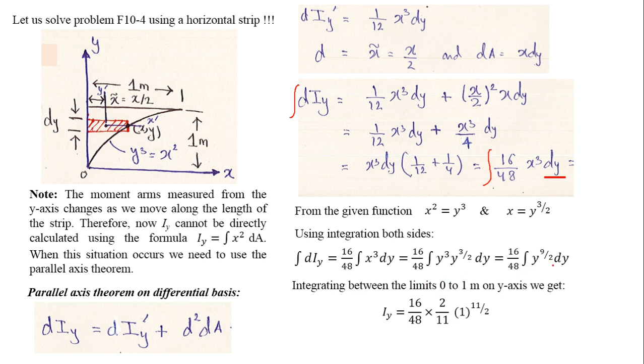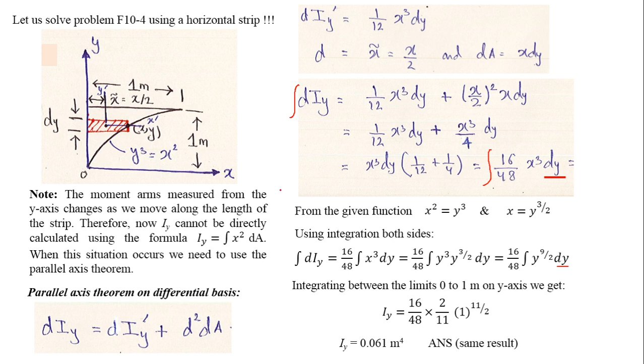So you are going to take the limit on the y-axis, because you are integrating with respect to y. The limit on the y-axis is 0 to 1 meters. You substitute all the values here and you will get the same result, that is Iy equals 0.061 meter 4. So this answer is the same answer that we received when we considered the vertical strip on the previous slide.